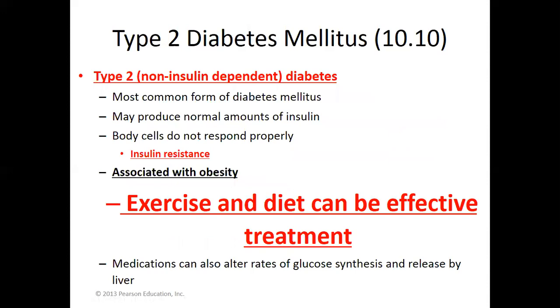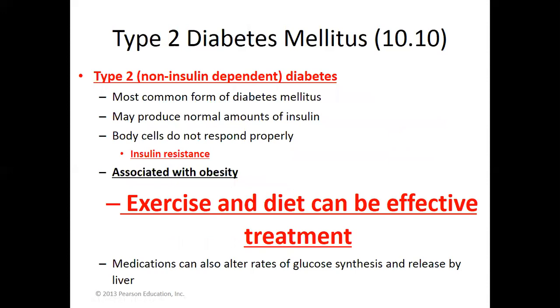So the pancreas is producing insulin normally, but as we eat and eat and eat more food, there's more and more blood glucose. And because there's more and more blood glucose, more and more insulin gets produced.